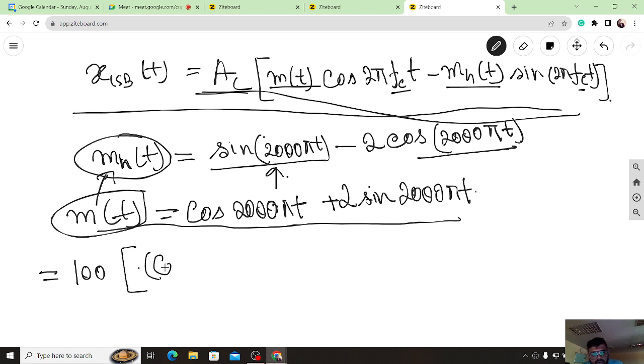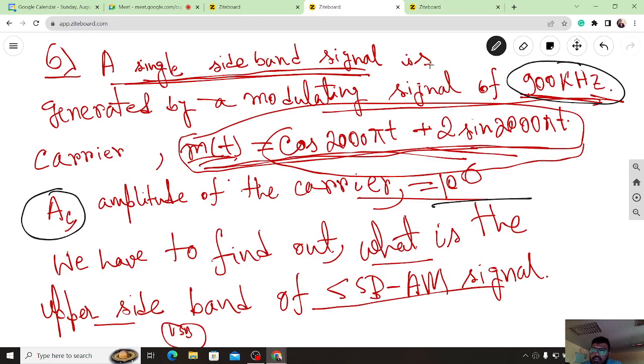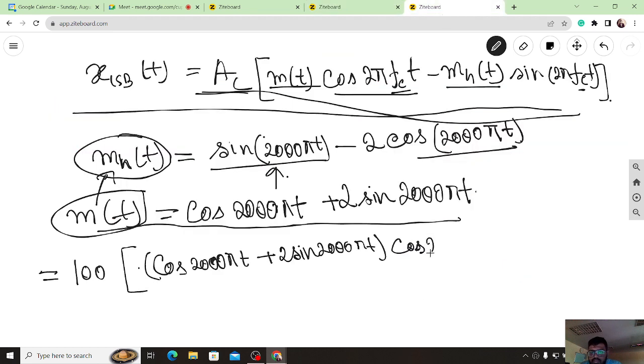is cos 2000 pi t plus 2 sine 2000 pi t into cos 2 pi fct. Now writing what is the fc. Fc is here 900 kilohertz. So that is 2 pi fc is equal to 900 kilohertz minus MH of t here. What is the MH of t is given here.